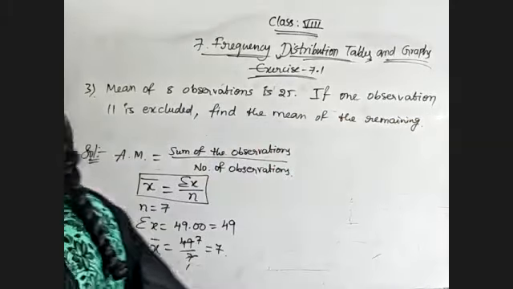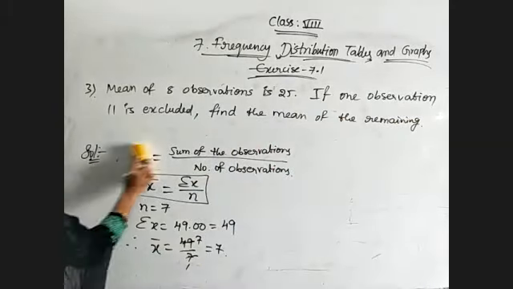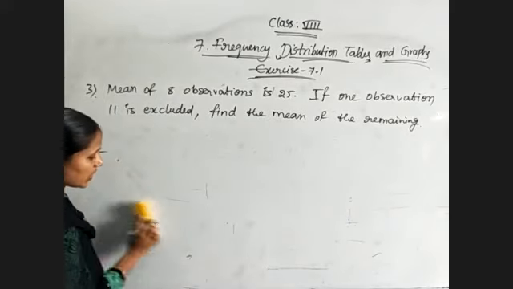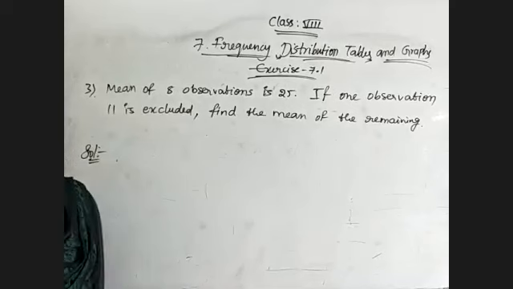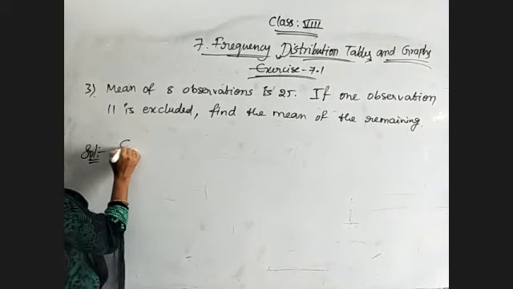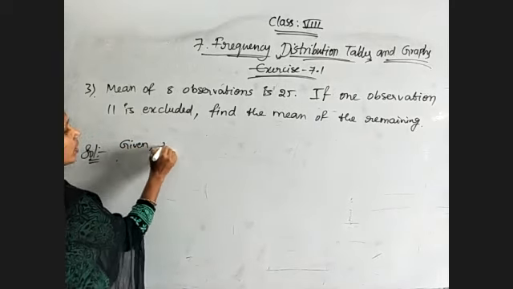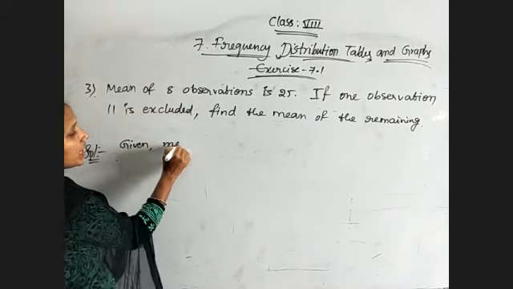Okay, observe the given problem. Here it is very clear that they have given mean of 8 observations. Means mean is given and number of observations is given. So what did they not give? Sum of the observations. So first of all, from the first statement, the mean of 8 observations is equal to 25.